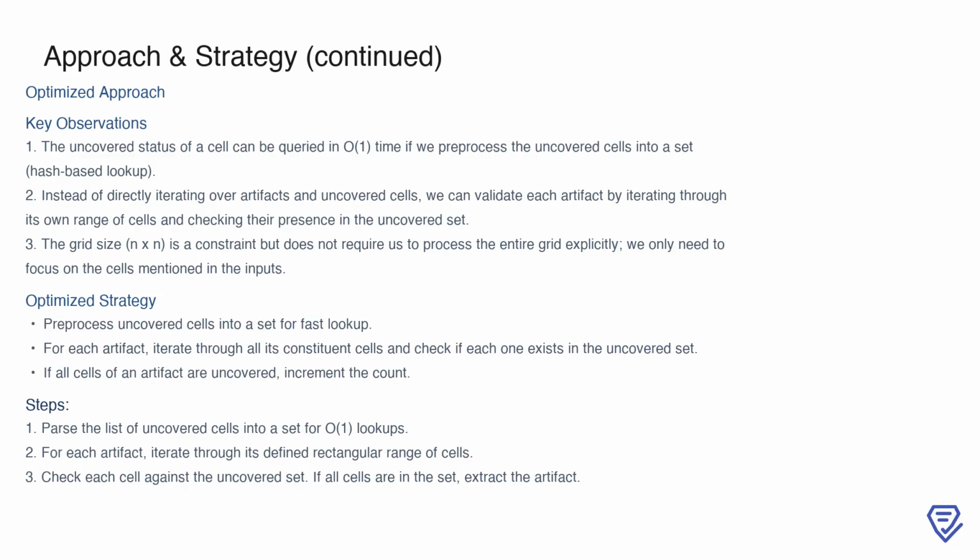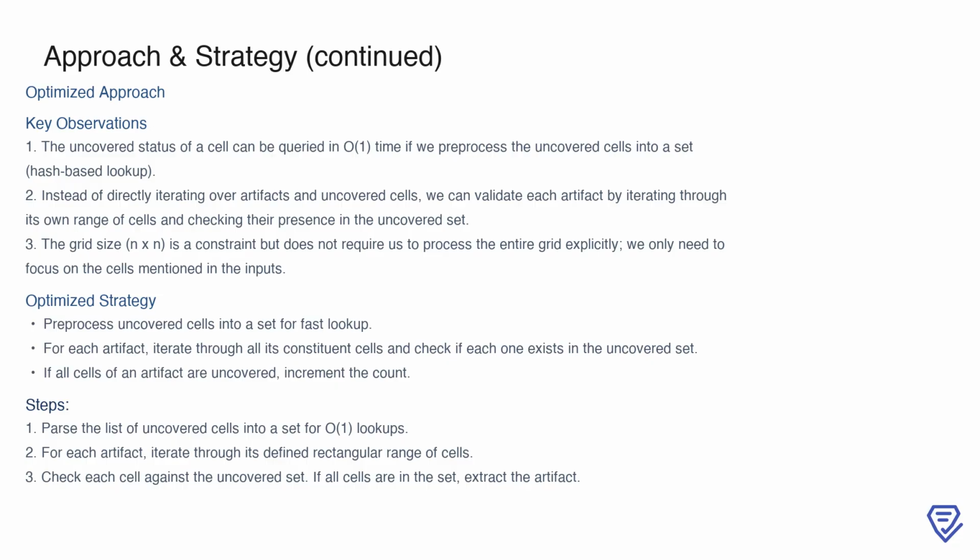The first is that we can pre-process the list of uncovered cells into a set, which allows for constant-time lookups, or O(1) queries, for each cell. This eliminates the need for repeated linear searches. Additionally, instead of directly iterating over all artifacts in uncovered cells, we can focus on validating each artifact by checking only its own range of cells against the uncovered set.